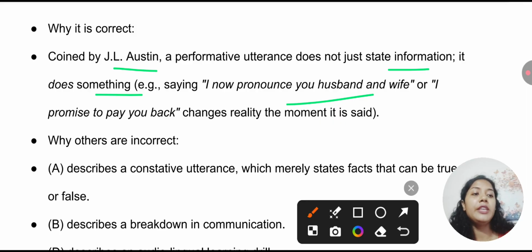Similarly, John Searle expanded this into 5 categories of illocutionary acts: commissive, expressive, directive, and the two others, assertive or the representatives. And this was the declaration.